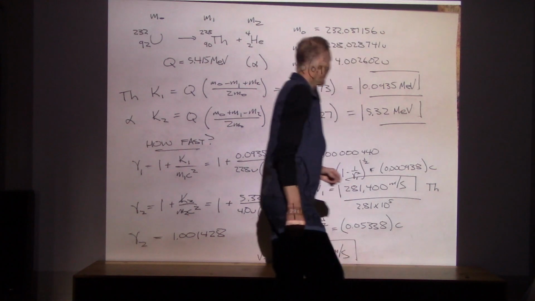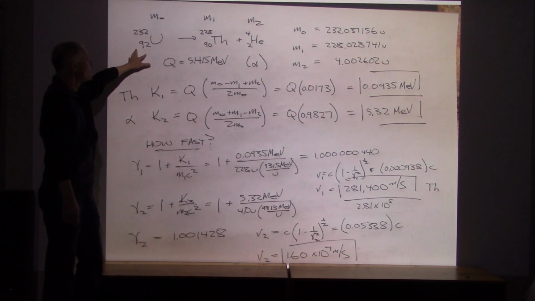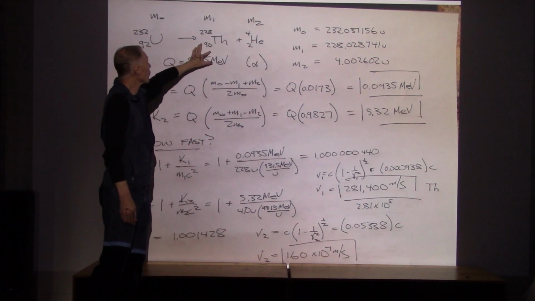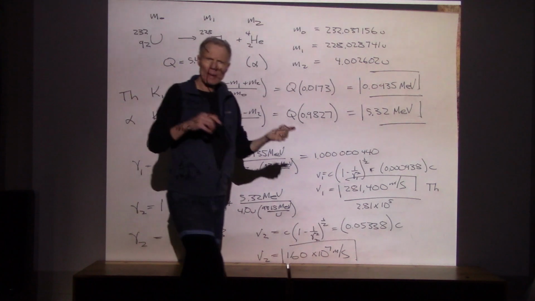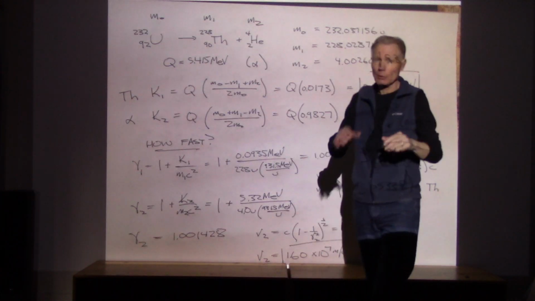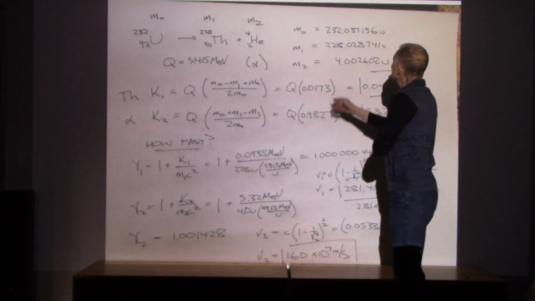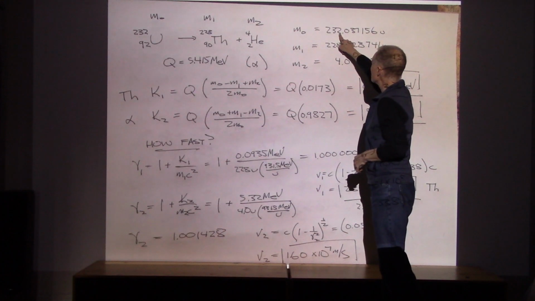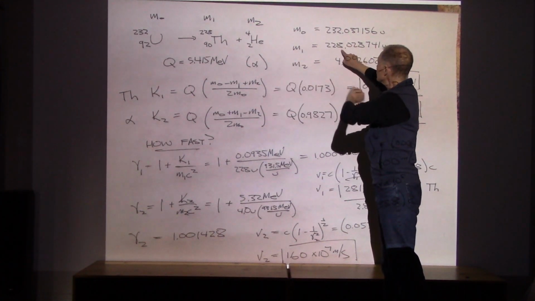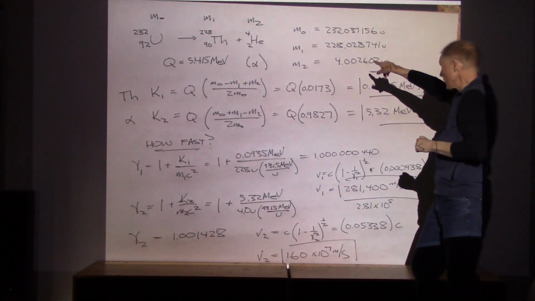The problem at hand was uranium-232 decaying into thorium-228 and helium-4. I went to Appendix F, not a periodic table. Don't go to the periodic table in chapters 41 and 42. We have to go to Appendix F and look up the masses. Here's the mass of the uranium-232, the mass of the thorium-228, and the mass of the helium-4. That's my alpha particle.